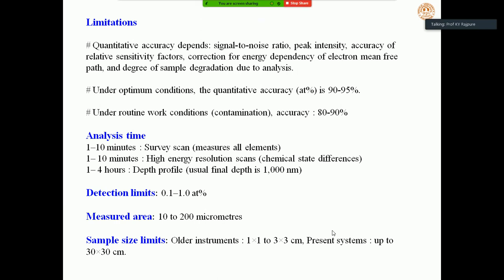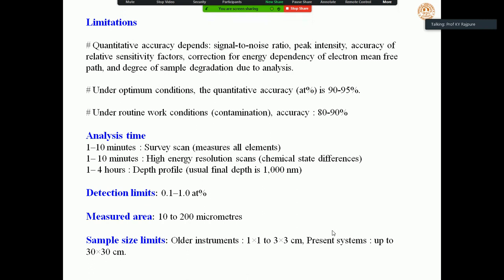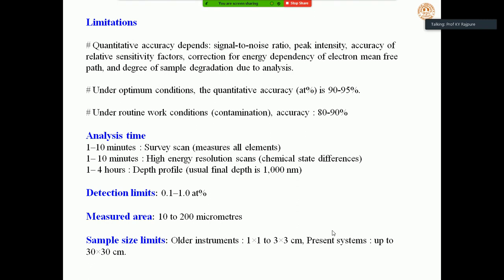Quantitative accuracy is around 90 to 95%. It is not up to 100%. Under routine work, it still decreases by 5%. Analysis time is too high. For a survey scan, you require a maximum of 10 minutes. For a narrow scan again, you need 10 minutes. For a depth profile, you need 1 to 4 hours. So it is particularly a time consuming technique.